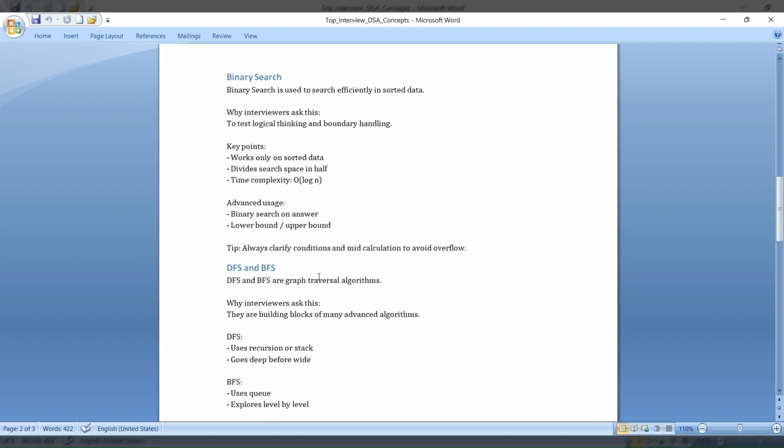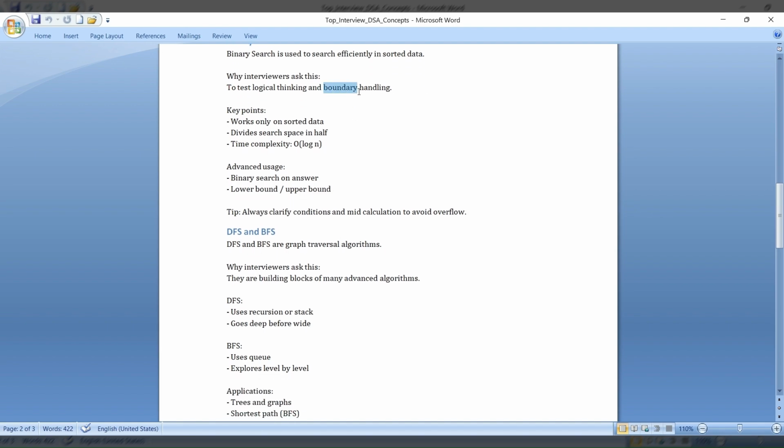The third topic is binary search. Binary search is used to efficiently search for an element in a sorted array. The interviewer asks you this question to check whether you can split the array and work at the boundary level, and how you handle boundary-level edge cases. So that is why the interviewer generally asks this question.